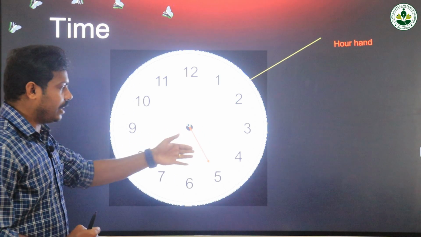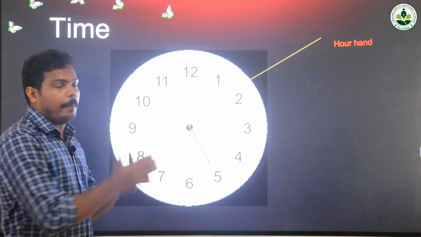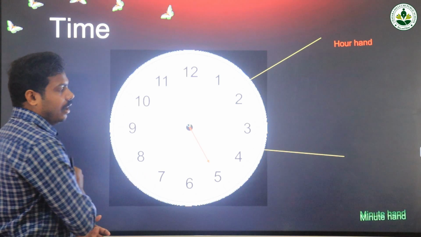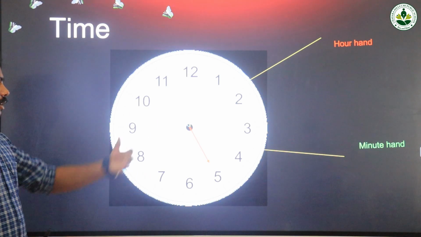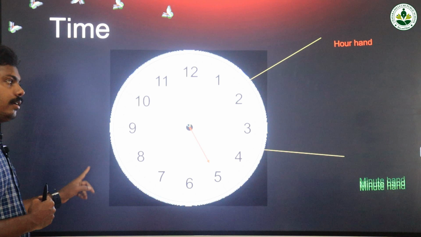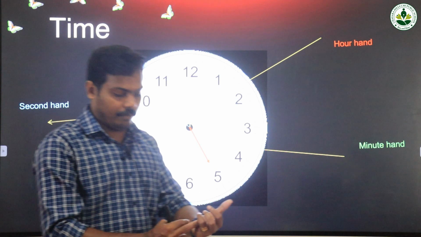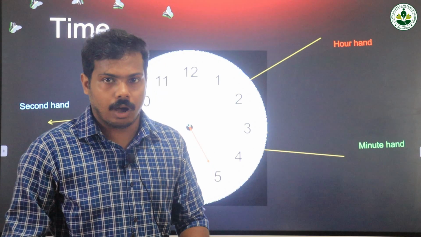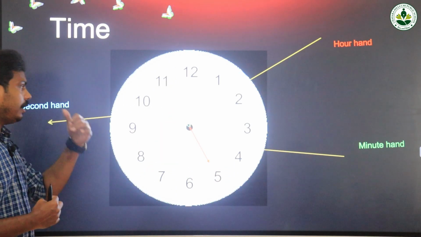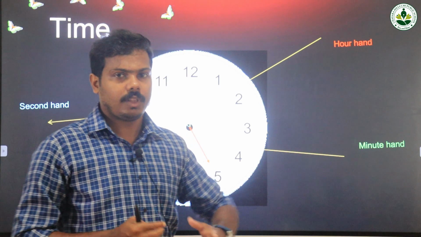And the next bigger one, the red one, always shows the minutes. So it is called the minute hand. And the bigger one always shows seconds, so it is called the second hand. So 3 hands are there. The first shows the hour, the second shows the minute, and the third always shows the seconds.